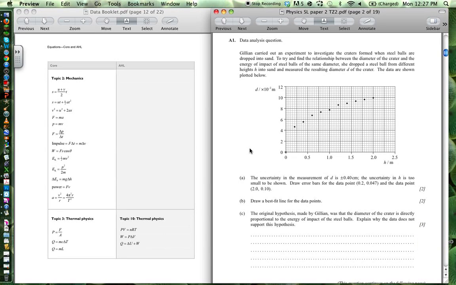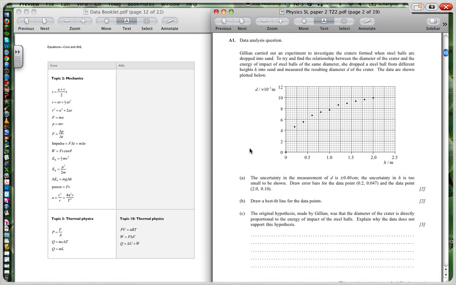This is the Physics Standard Level Paper 2 question, Time Zone 2, May 2010. And we have our first question, A1. We have our data analysis question.